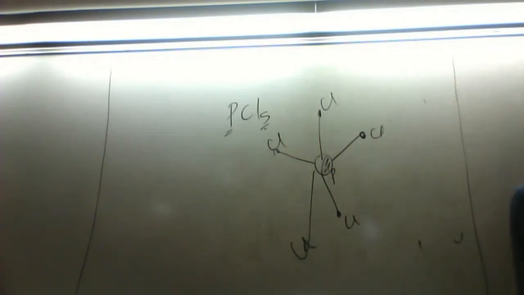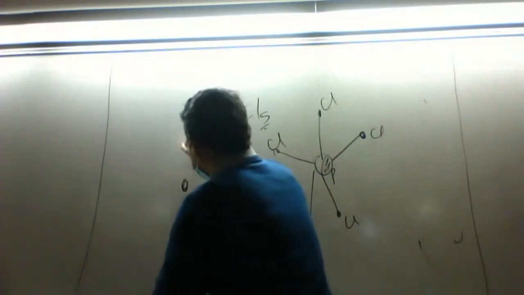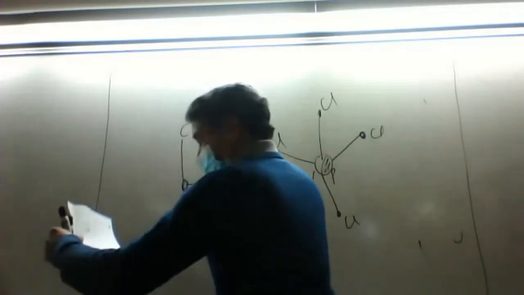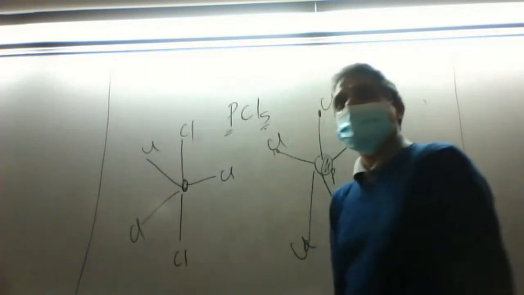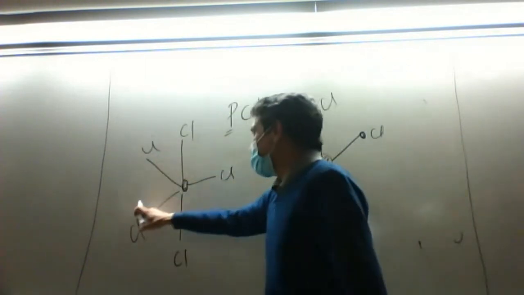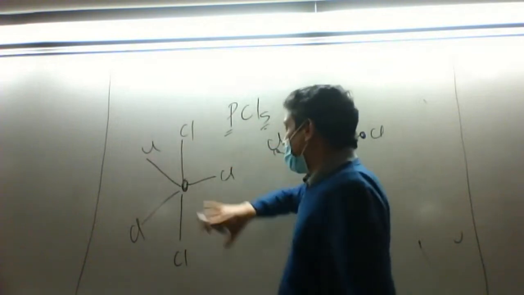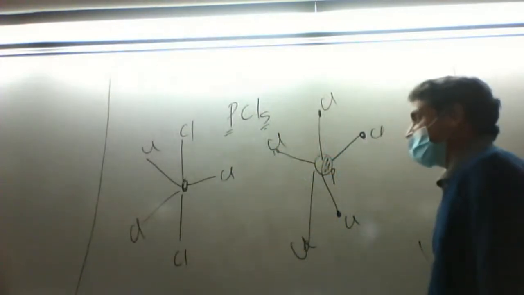But it's a little bit harder to draw on the board here. So how we actually draw this is like this. This is P, and this is Cl, this is Cl, this is Cl. So we draw like this. Yeah. So these three Cl are in the plane of the board, and this one is going away, and this one is coming toward us. Or something like this.